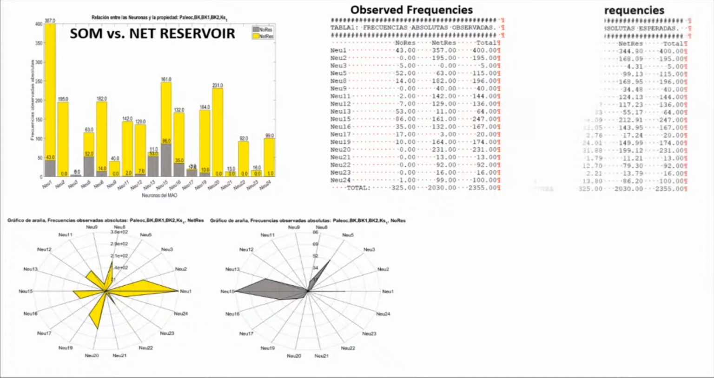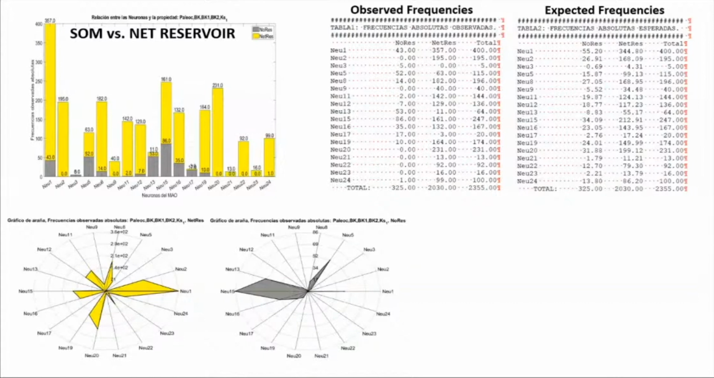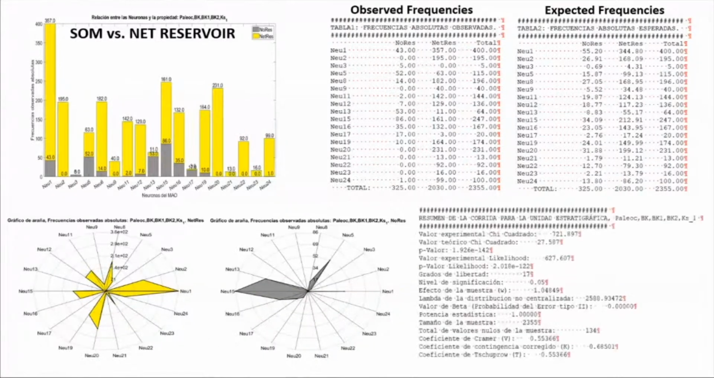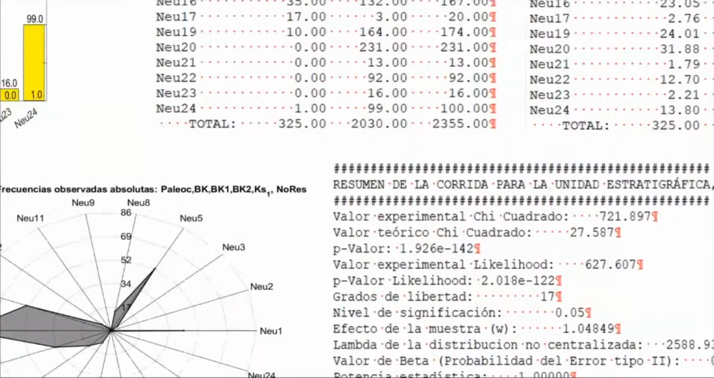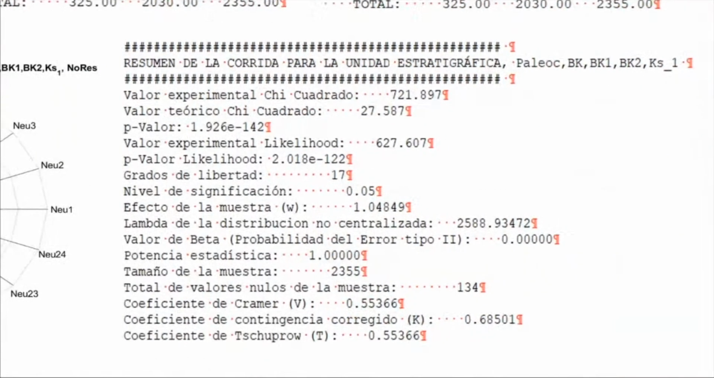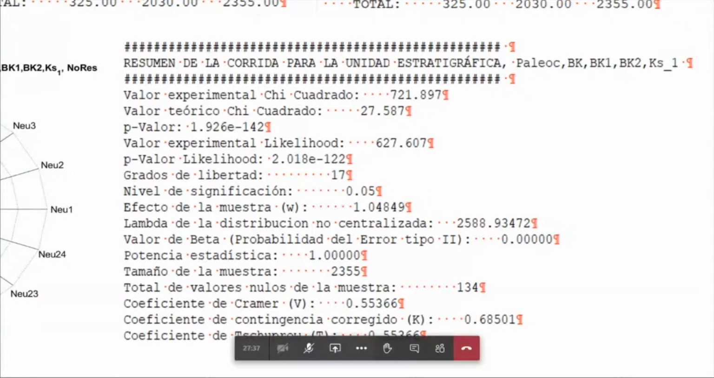Also, we might generate these same graphics, bars or radar charts, from the expected frequencies if the two variables were independent. And finally, we computed the experimental chi-square for this data, and it's bigger than the theoretical chi-square value. So you have to reject the null hypothesis and accept the alternative, so the variables are dependent, or the SOM for lithological contrast and the net reservoir property are related to each other.